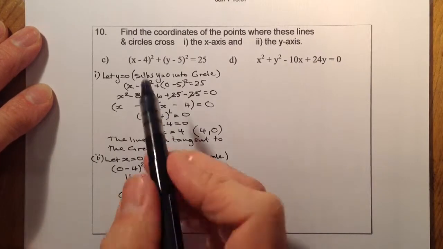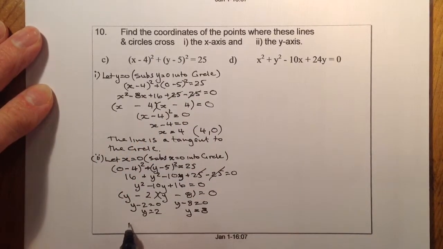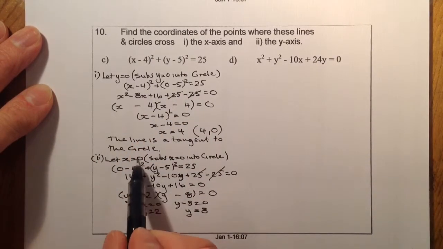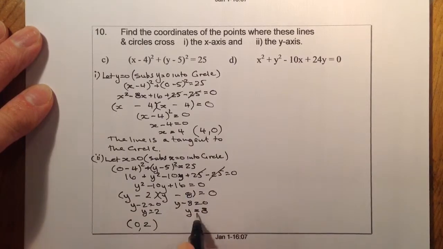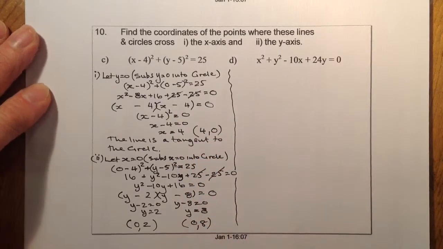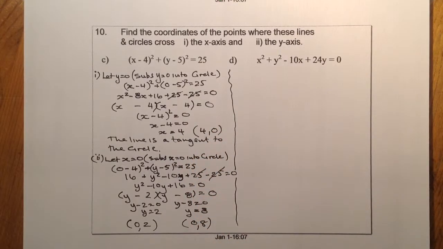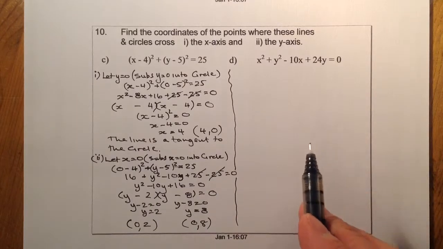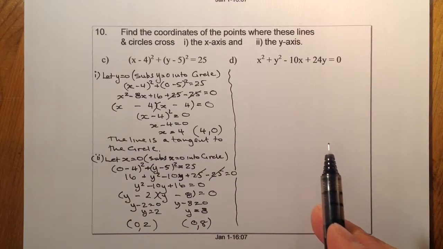So the coordinates have been asked for, so I need to write the coordinates down. What I have here is 0 for the x and 2, and for here what I've got is 0 and 8. Okay, and that would be that question complete there. Let's look at the next part, D, and we'll do the same type of work as we've done so far.